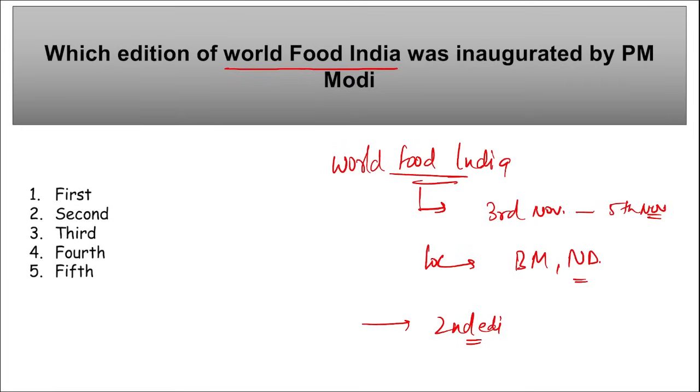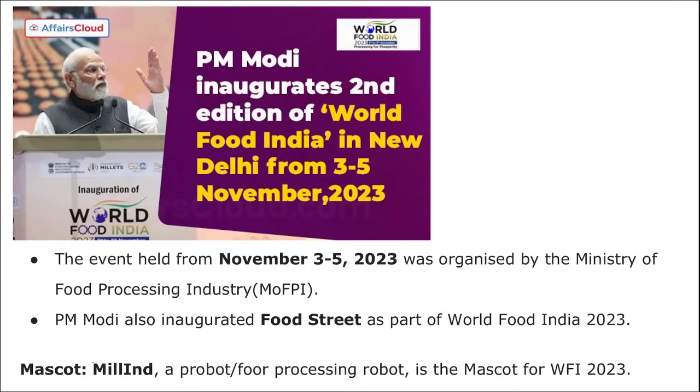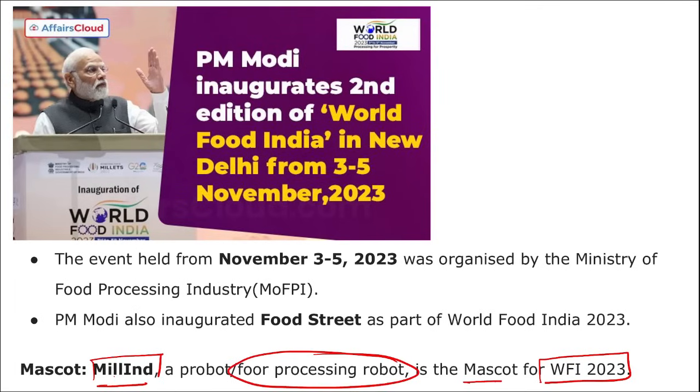Apart from this, PM Modi also inaugurated Food Street as a part of World Food India 2023. So remember, it is the second edition of World Food India inaugurated by Prime Minister Narendra Modi, held at Bharat Mandapam in New Delhi, from 3rd to 5th of November. Then the important mascot here is Mill Ind, that is Millets India. This is a food processing robot and it is the mascot for World Food India 2023.